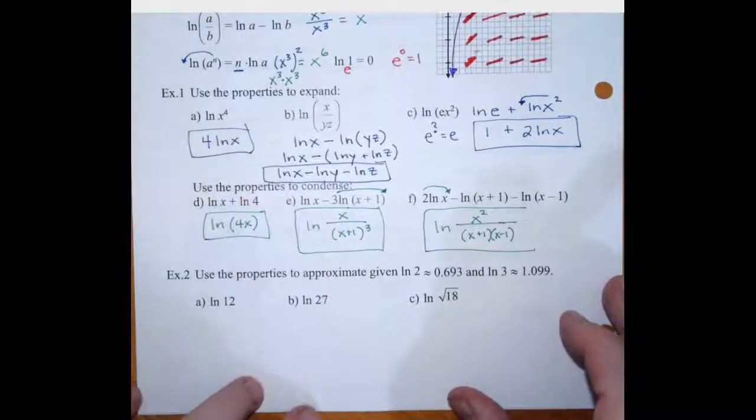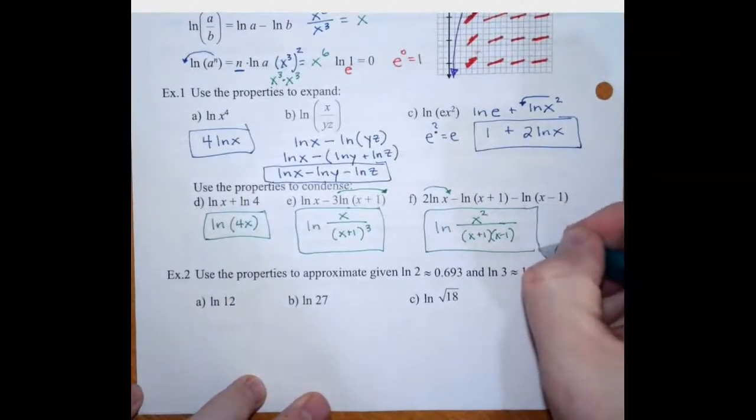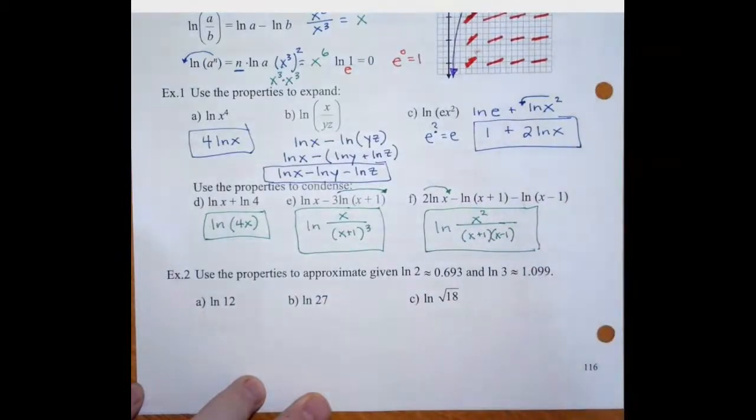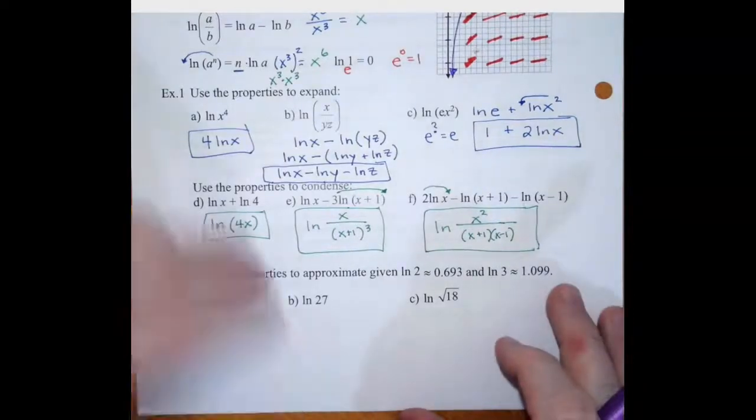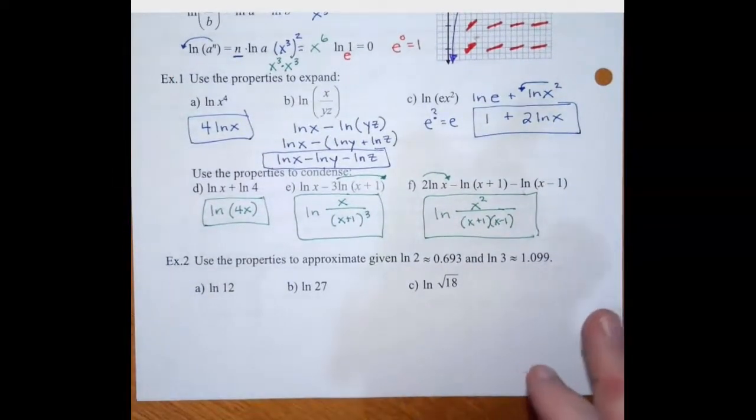So, back before calculators, slide rules were something else that people used. People had books on their desk where they could look up.